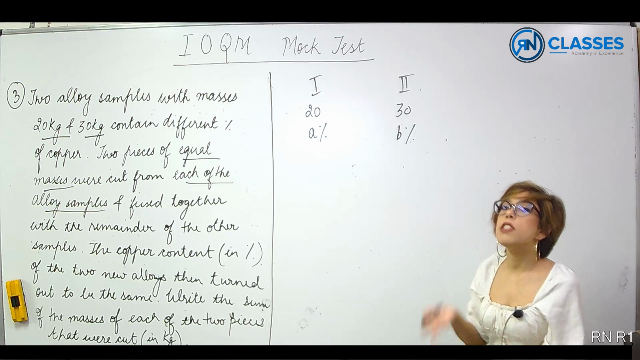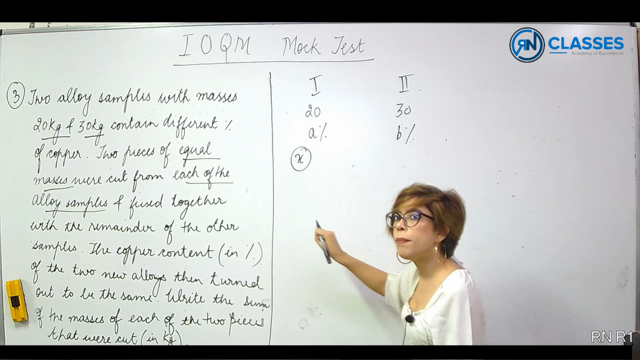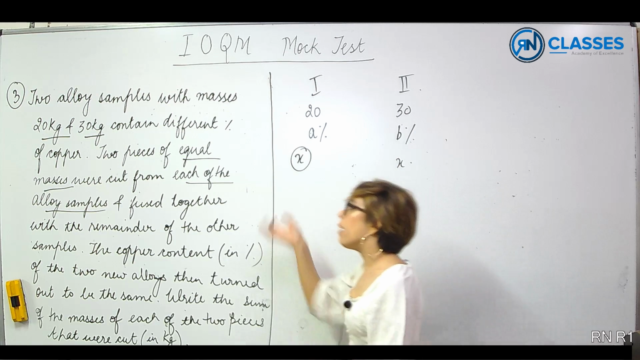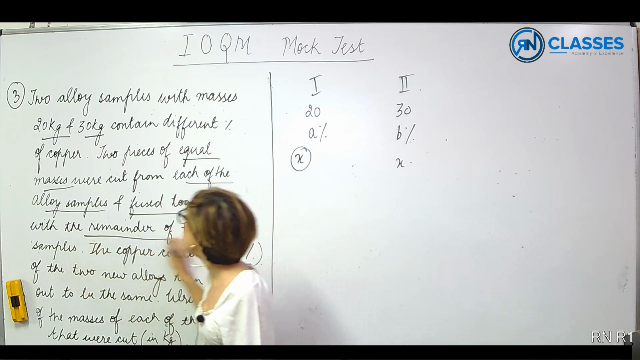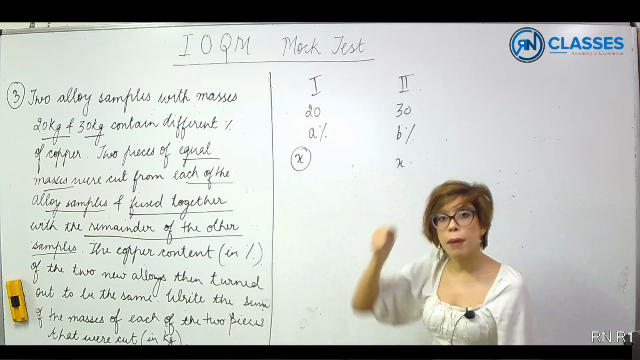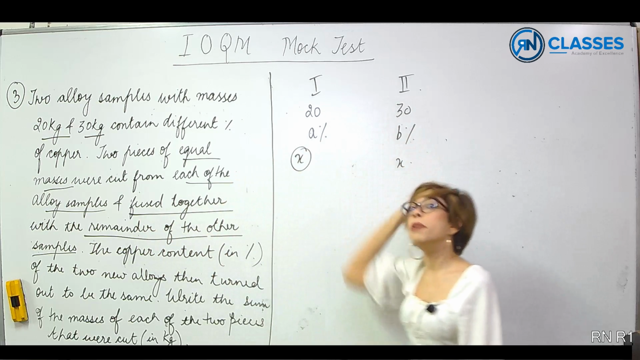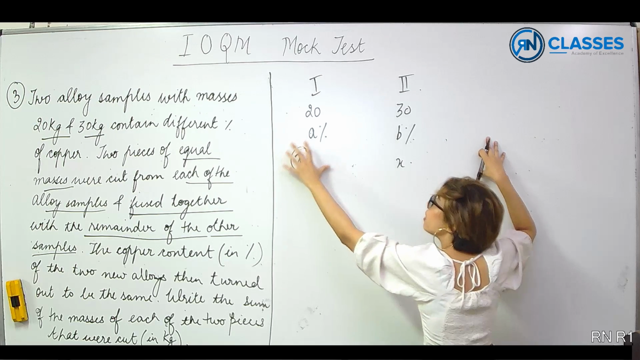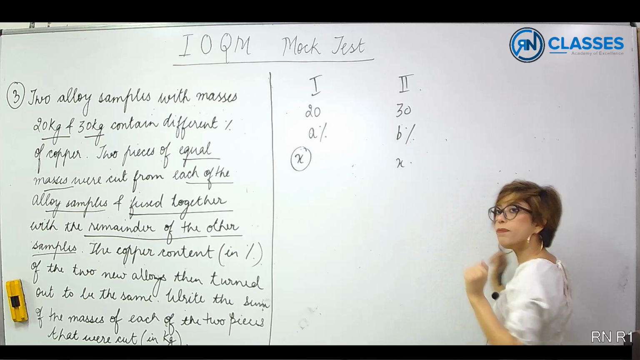So let that mass be x kg. Suppose I have cut x kg from here, and I have cut x kg from here. Right, now I have cut them. Now he says, then fuse together with the remainder of the other samples. So that means I have taken this cut part and fused this with the remainder of the other sample. So this part actually went with the remainder of this one.